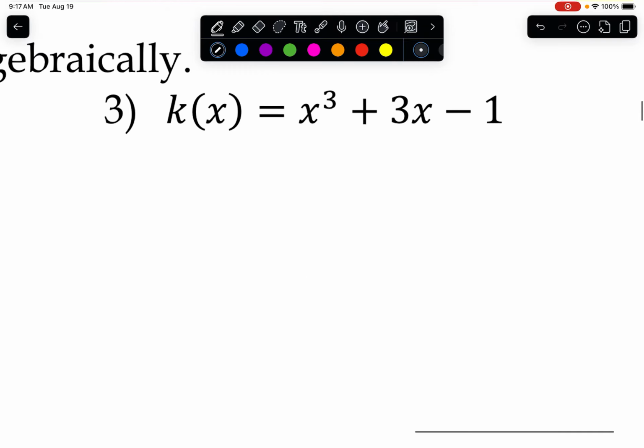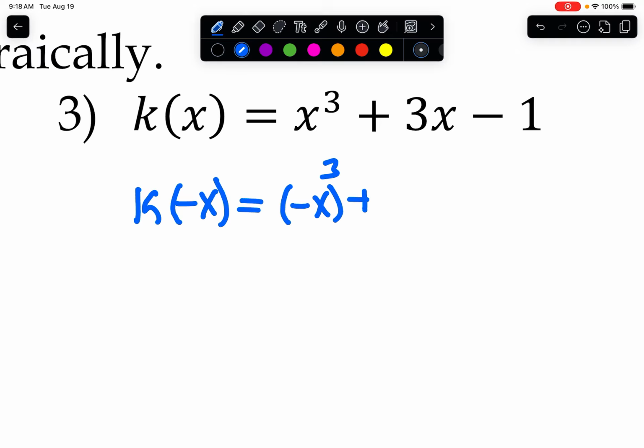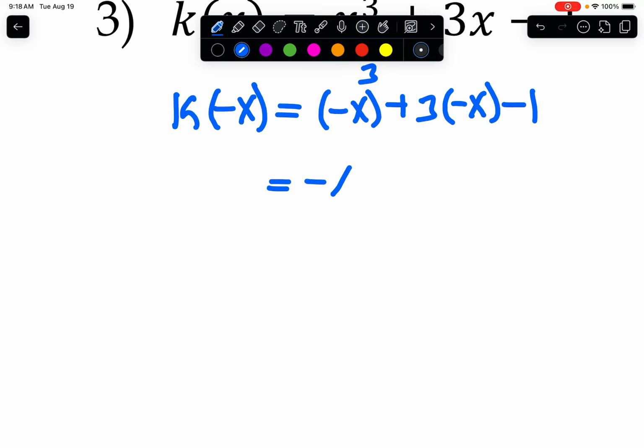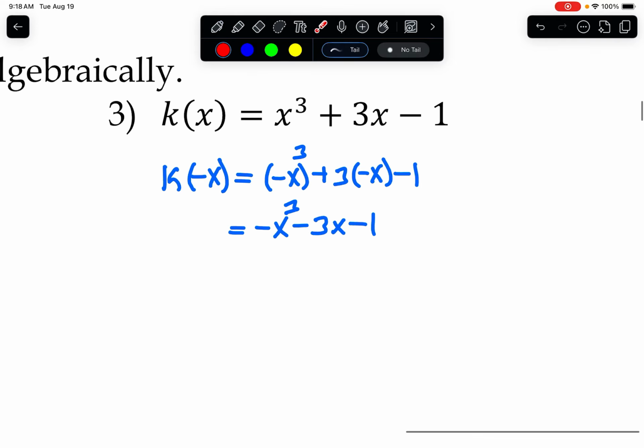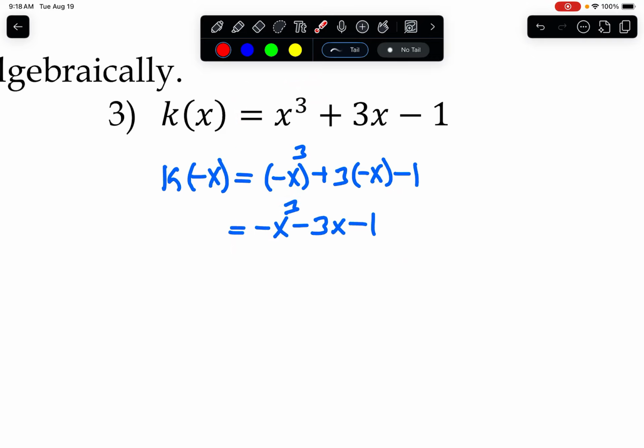Now looking over at number 3. So we have a cubic function here, so we have k of x. So I would say take a minute, try this one on your own. So we have k of negative x. So we're going to have negative x raised to the 3rd power plus 3 times negative x minus 1. So when you simplify, that's going to give us negative x cubed minus 3x minus 1. So I want to check to see if the original and then k of negative x is the same. So unfortunately, they are not the same, so it cannot be even.